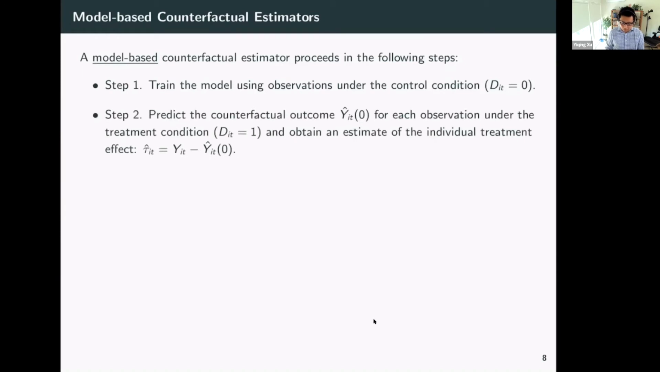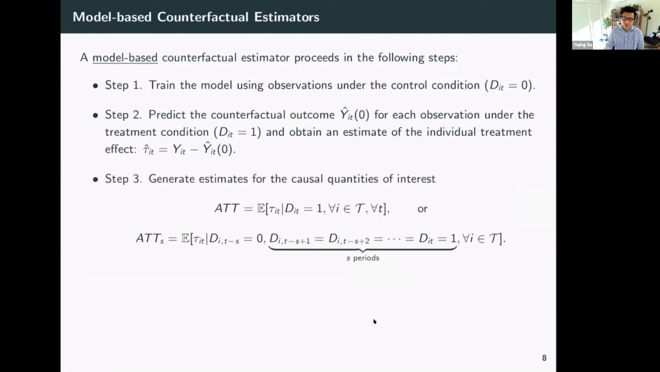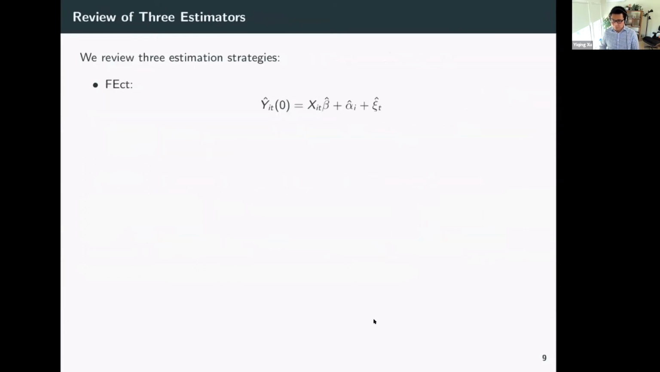Step 1, train a model using observation and control. Step 2, compute individualistic treatment effects. And then step 3, just summarize the individualistic treatment effects according to the estimand you are interested in. And then in the review paper, in this how-to paper, we review 3 basic strategies.